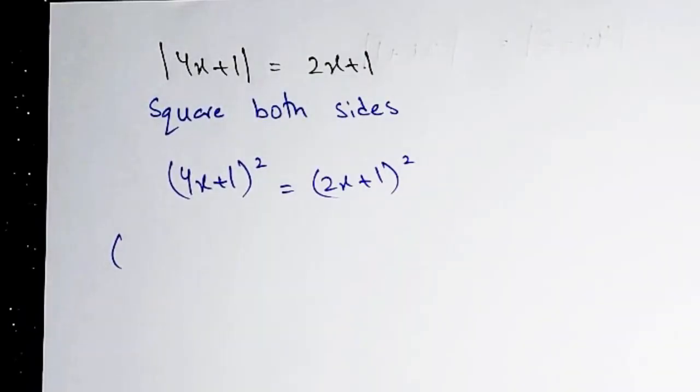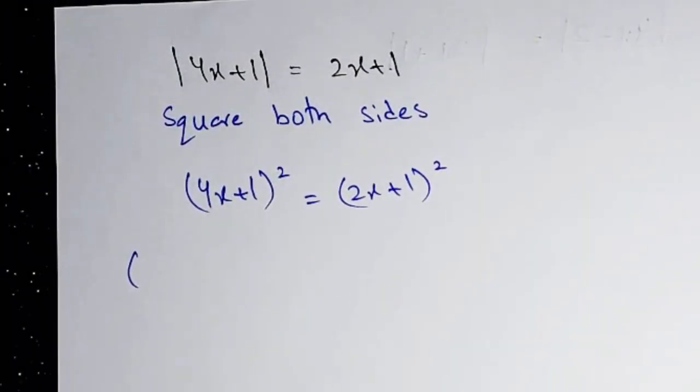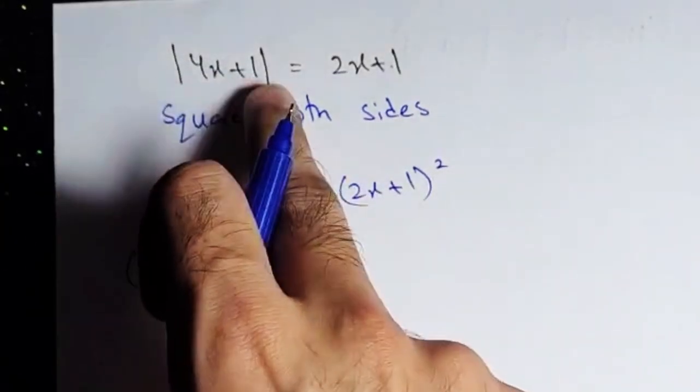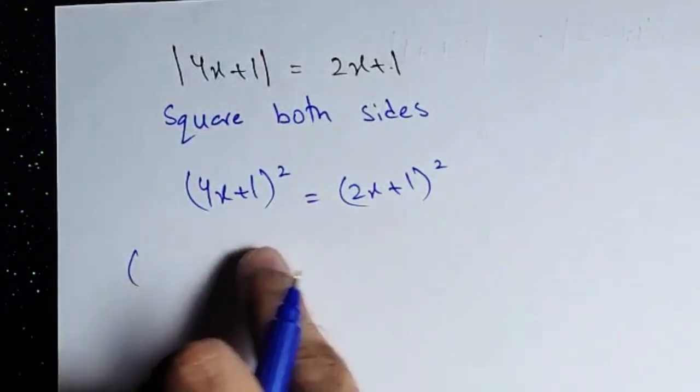So in the modulus chapter, we have got 4 types of questions. Two for the simple equations where equal to is present and two for the inequalities. This is a type 1 question where modulus is present on one side: modulus of 4x plus 1 will be equal to 2x plus 1. In this question, we are going to square both sides. When we square both sides, the modulus sign will be replaced with brackets.